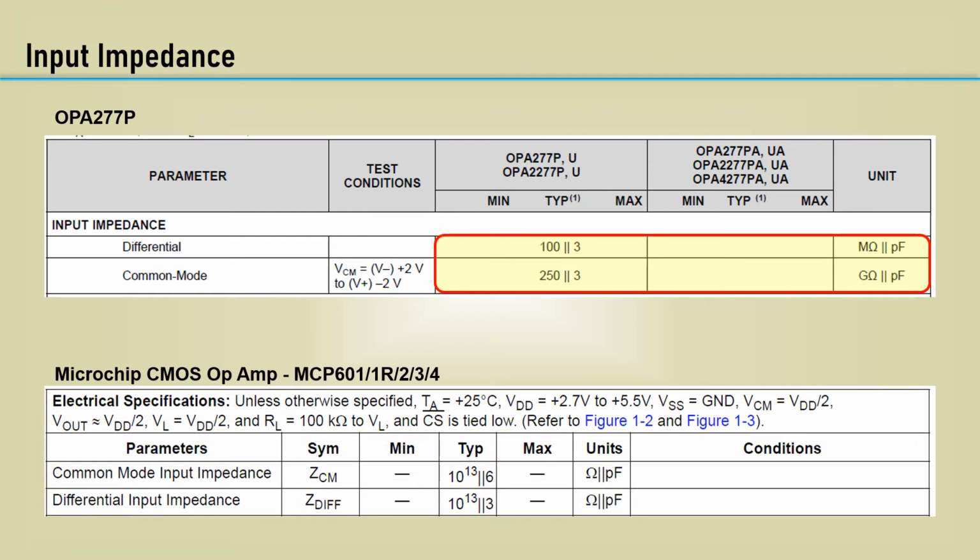Here's the datasheet for the Microchip MCP601. Being a CMOS op-amp, the input resistance is a stunning 10 teraohms. That certainly supports the ideal op-amp abstraction.